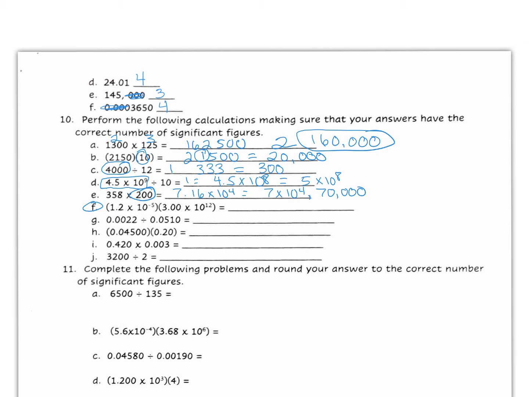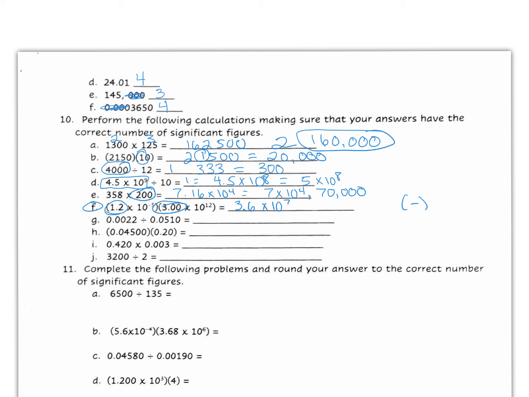All right, F, I want to make sure my calculator is in scientific mode, and then I'm going to put 1.2 second EE, and then hit the negative button, and the negative button is going to look like this, not the subtraction key. And then put 5, and then I'm going to multiply it by 3 second exponent 12. And it's going to give me my answer in scientific notation, which is 3.6 times 10 to the 7th. So I look at how many significant figures I can keep. There's 2 here and 3 here. I can keep 2, so I'm good. That one I can leave.